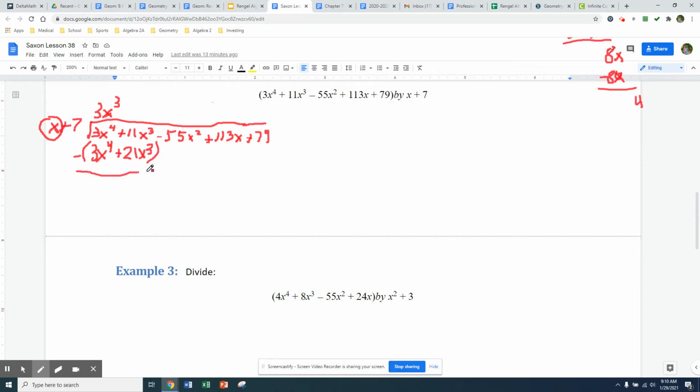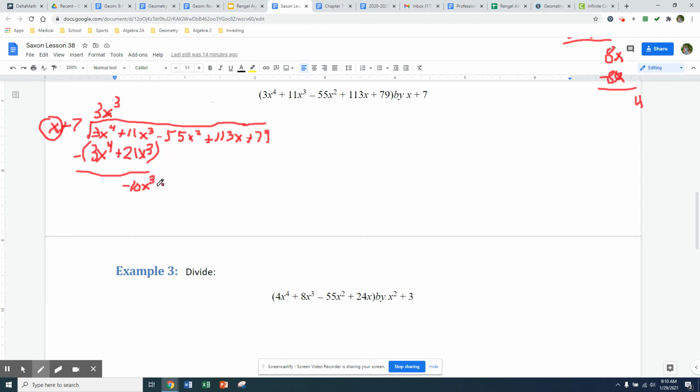3x to the fourth minus 3x to the fourth is going to be 0. 11 minus 21. And you're going to find out, since everything is lining up with the same degrees, all you're doing is working with the numbers. 11 minus 21 is negative 10x to the third.